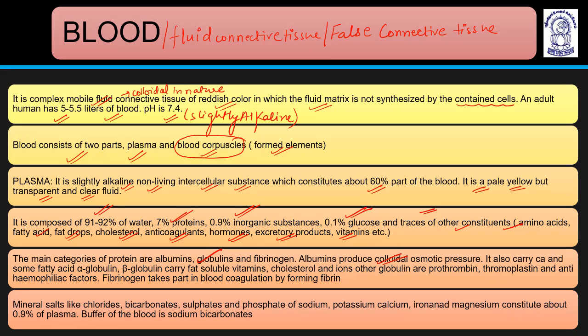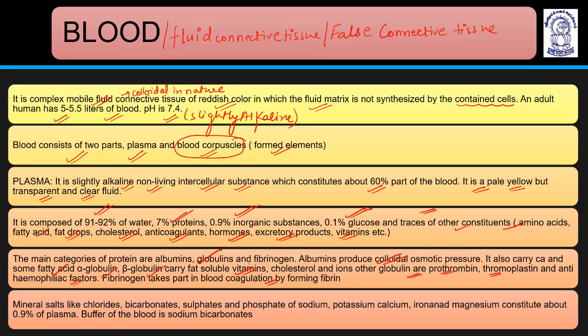It also carries calcium and some fatty acids. Alpha globulin and beta globulin carry fat soluble vitamins, cholesterol and ions, and other globulins are prothrombin, thromboplastin, and antihemophilic factors. Fibrinogen takes part in blood coagulation by forming fibrin.